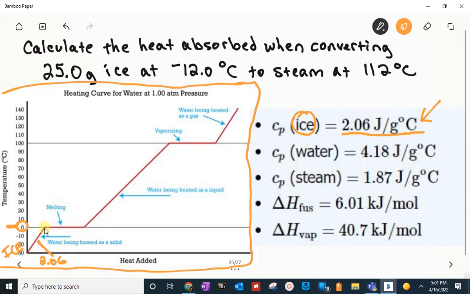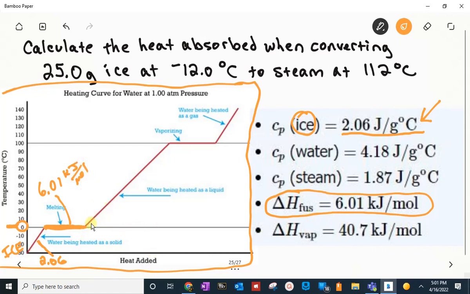But then when it gets up to and starts melting at 0 degrees Celsius, you see how this plateaus right here? So this is called the heat of fusion. So that's going to be this right here, and that's 6.01 kilojoules per mole. So this is going to be 6.01 kilojoules per mole.